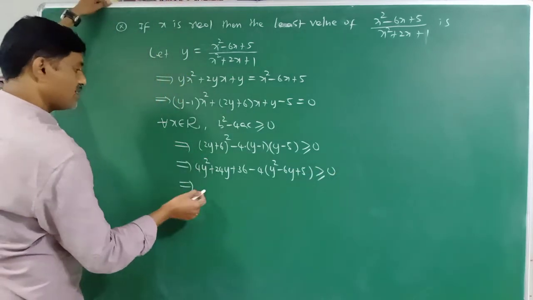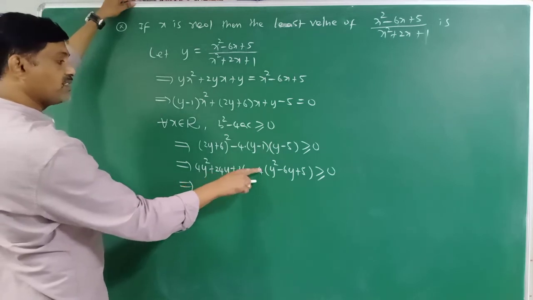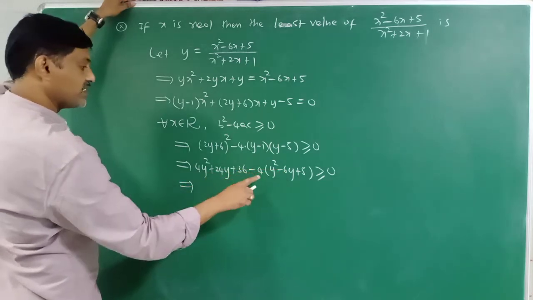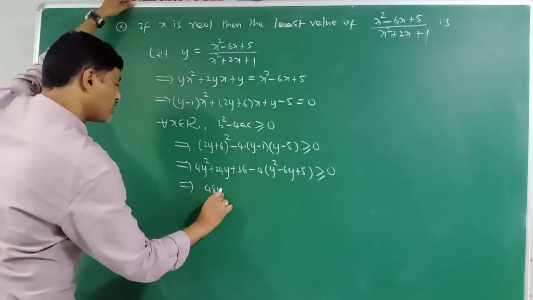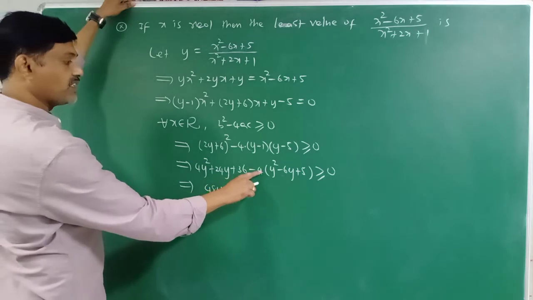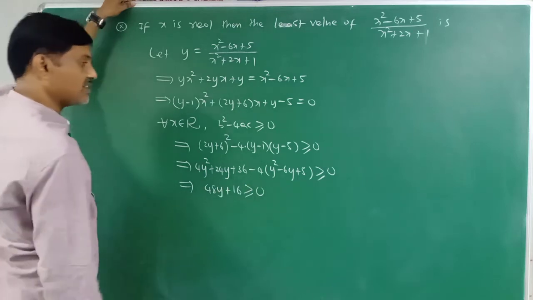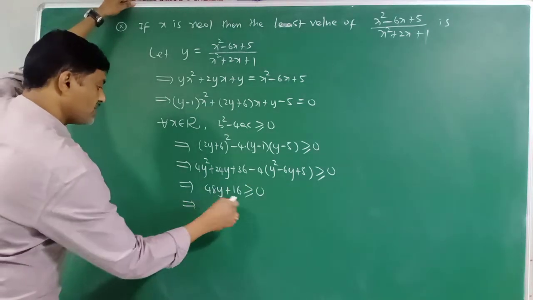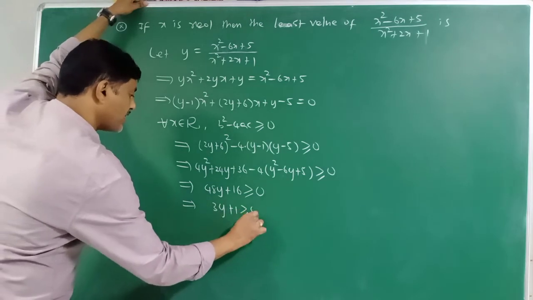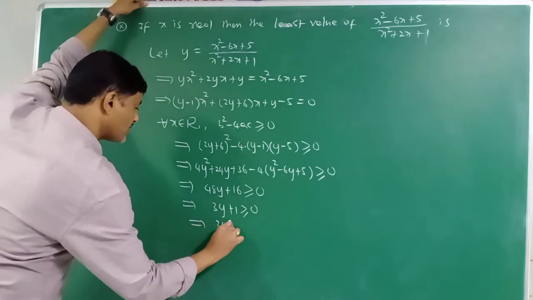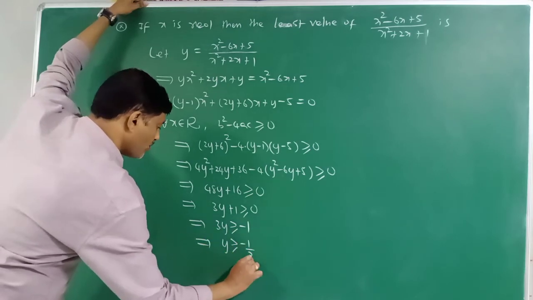Okay, yes, this is 4y square cancel, 24y, minus into minus, that is plus 24y, so 48y, 36 minus 20 means plus 16, greater than or equal to 0. Okay, yes, 16 is common. Now this is 3y plus 1 greater than or equal to 0, 3y is greater than or equal to minus 1, y is greater than or equal to minus 1 by 3.